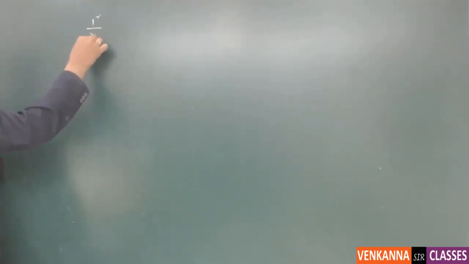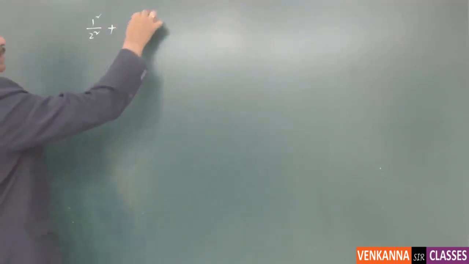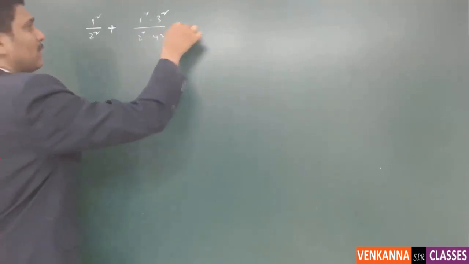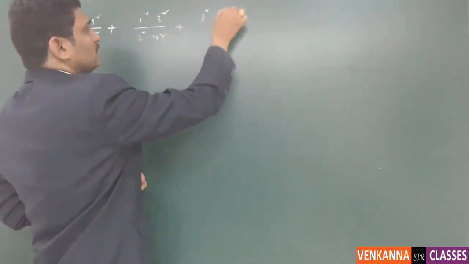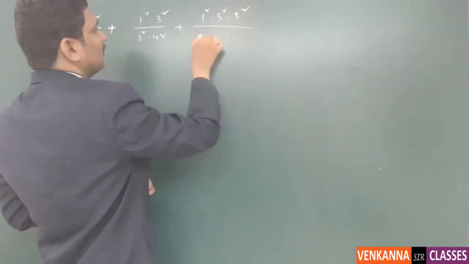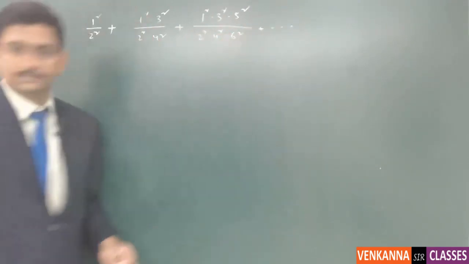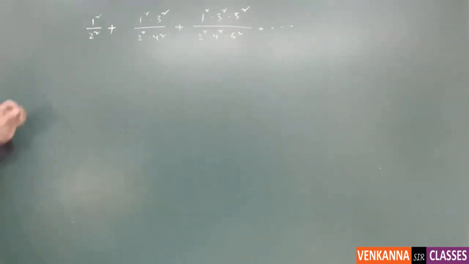The series is given by 1² / 2² + (1²·3²) / (2²·4²) + (1²·3²·5²) / (2²·4²·6²) + and so on. This is the series given there. Please take a note of it.